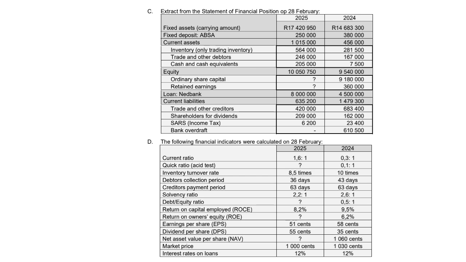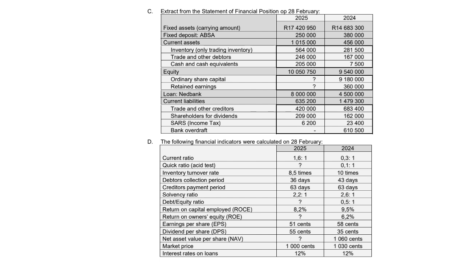C. Extract from the statement of financial position on 28 February. They give you the 2024 and 2025 year, the fixed asset carrying amount, fixed deposit from ABSA, the current assets which comprise inventory, trade and other debtors, and cash equivalents. For inventory, it's only the trading inventory given. Then the equity, they give us the ordinary share capital and retained earnings for 2024. 2025 we need to calculate. Then the loan from the bank, and for current liabilities they give us trade and other creditors, shareholders for dividends, SARS income tax, and bank overdraft.